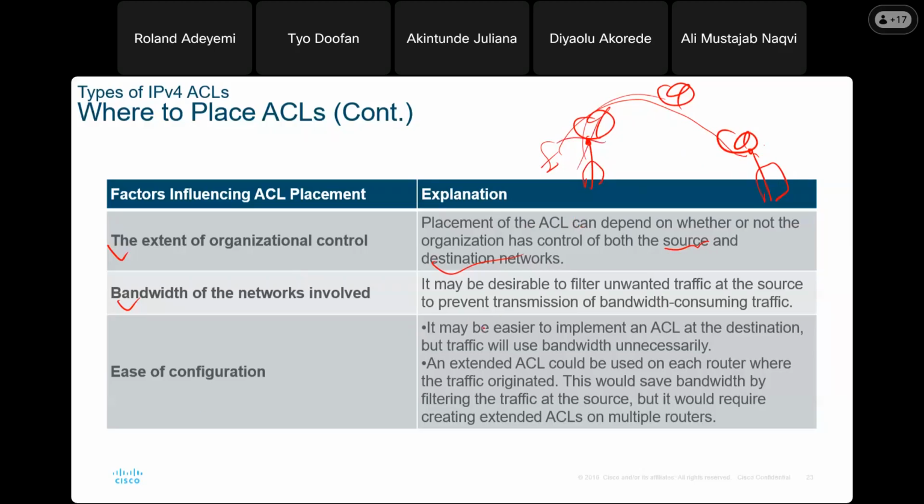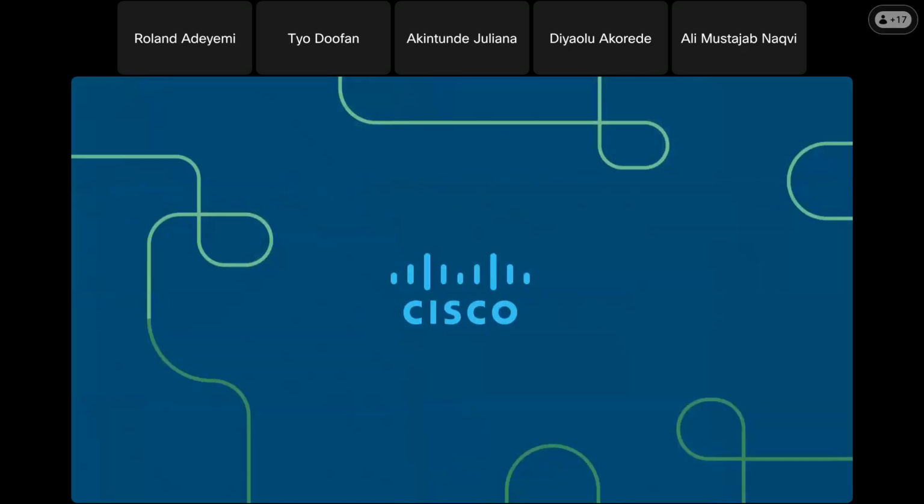Ease of configuration. It may be easier to implement an ACL at the destination, but traffic will use bandwidth unnecessarily. An extended ACL could be used on each router where the traffic originated. So if I'm blocking people here, I can put one ACL here. If I'm blocking people on the other side, go and put another extended ACL there. This will save bandwidth by filtering the traffic at the source, but it will require creating extended access lists on multiple routers. You want to save your bandwidth? You may have to do something like that.